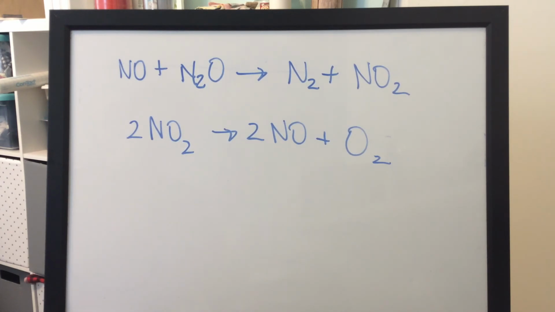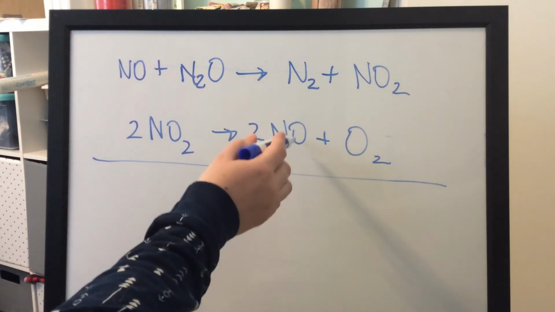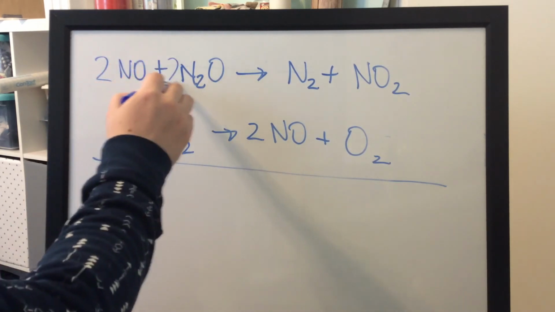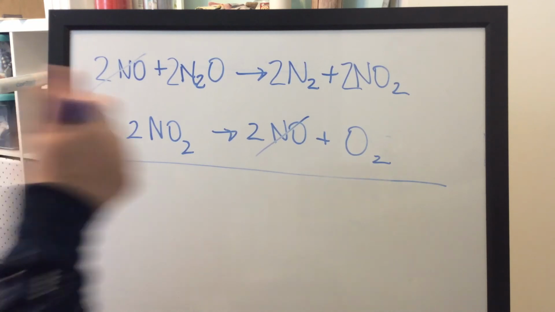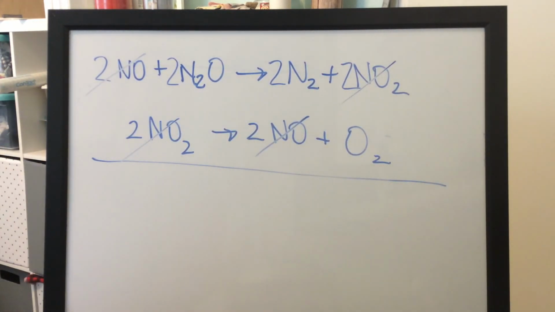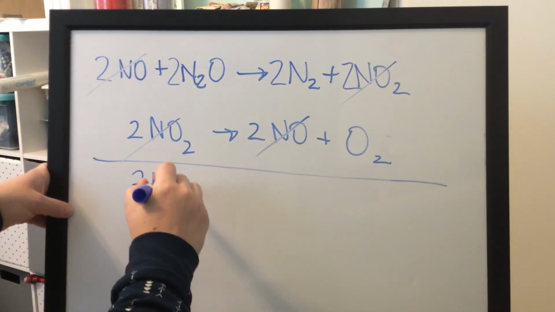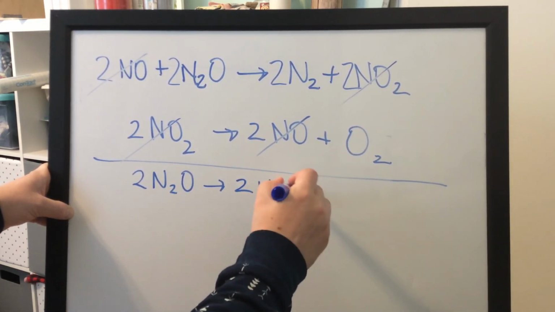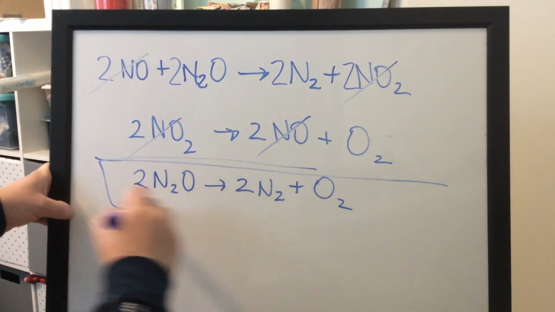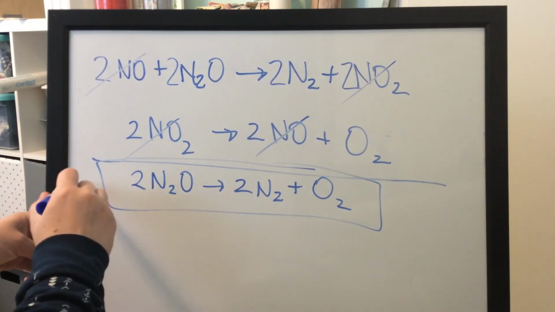A, what is the chemical equation for the overall reaction? So I would need to cancel some things out. They told me that NO is a catalyst, so I know it's going to cancel. So I'm going to need to multiply this top equation by 2 so that I can cancel that NO. So this is gone, the 2 NO2s are gone, and it looks like my reaction would be 2 N2Os making 2 N2s plus O2. It should be balanced, of course it is. So there's my overall reaction, that's part A.